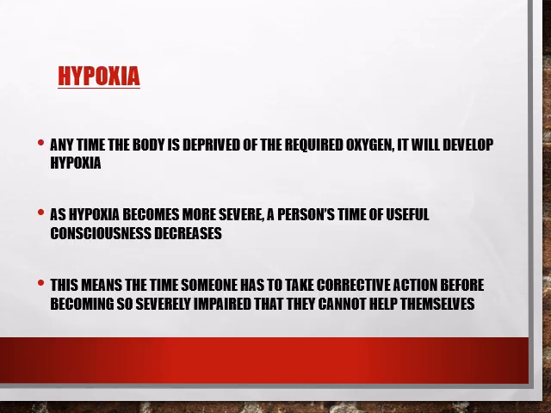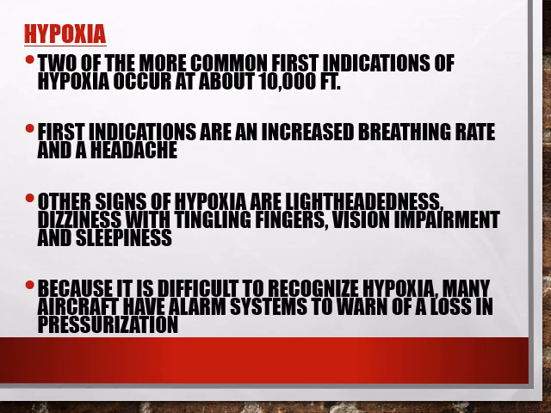Hypoxia occurs when the body is deprived of adequate oxygen. As the severity increases, a person's time of useful consciousness drops. This is the period during which someone can recognize the problem and take action before losing the ability to respond. First symptoms of hypoxia, usually noticed around 10,000 feet, include rapid breathing and headache. As it worsens, symptoms can include dizziness, numb fingers, blurred vision, and drowsiness. Because symptoms are hard to self-recognize, many aircraft have pressurization alarms for early detection.